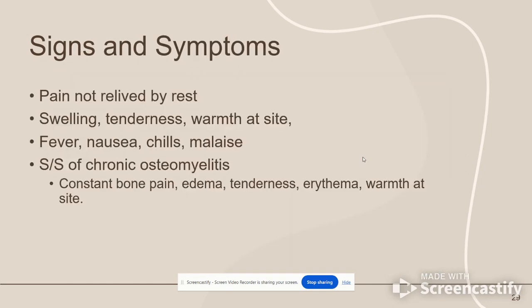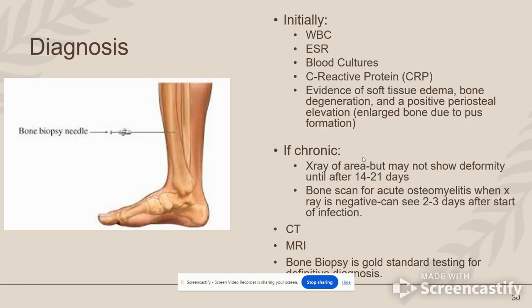So they're going to have lots of pain, which is not relieved by rest. They're going to have swelling, tenderness, and warmth at the site. They can have systemic symptoms like fever, nausea, chills, and malaise. They can have signs of chronic osteomyelitis, which is constant bone pain, edema, tenderness, erythema, and warmth at the site.